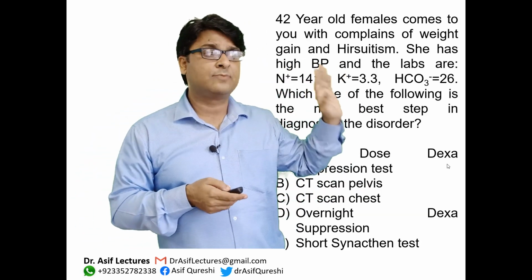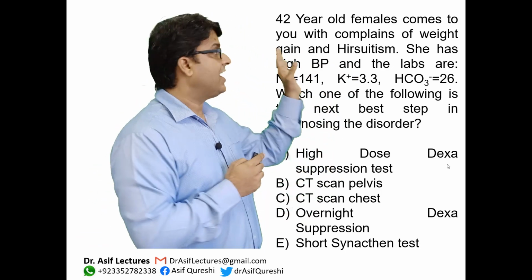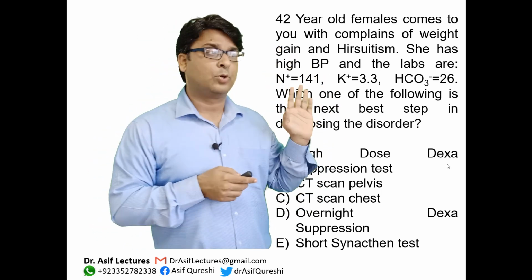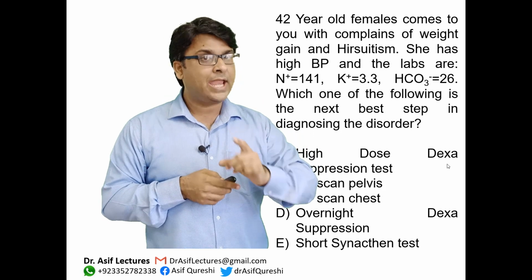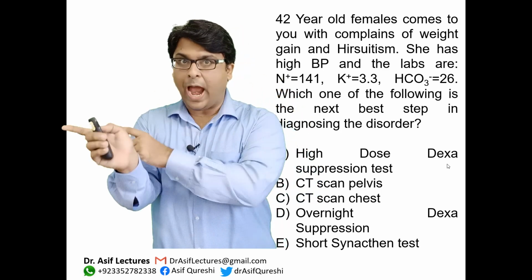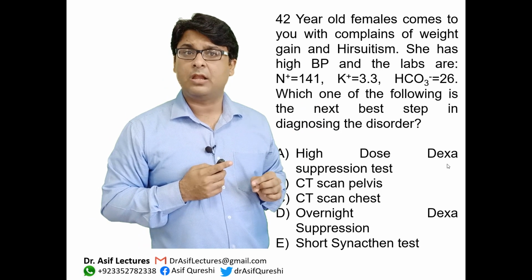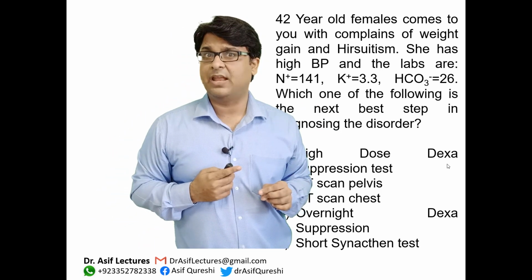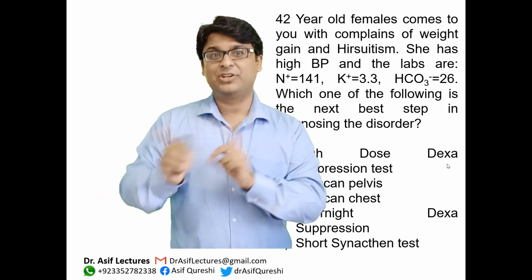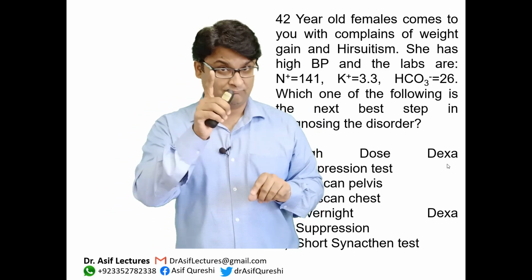A 42-year-old female comes to you with complaints of weight gain and hirsutism, again looking like Cushing syndrome, okay? She has high blood pressure, looking like Cushing syndrome. Sodium looks normal, potassium looks a little low. Why? Because high cortisol will act like aldosterone, and aldosterone will throw out potassium from the body. You understand it. Bicarbonate is showing you a picture of an alkalotic environment, and this is what high cortisol levels do. They act like aldosterone. They throw out potassium, they throw out hydrogen, okay?